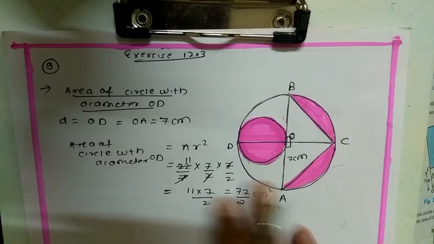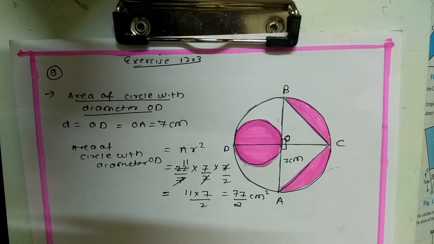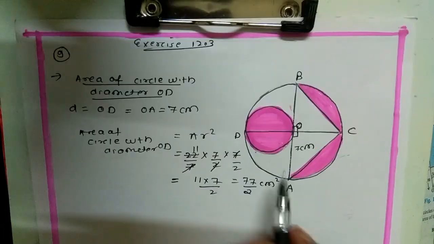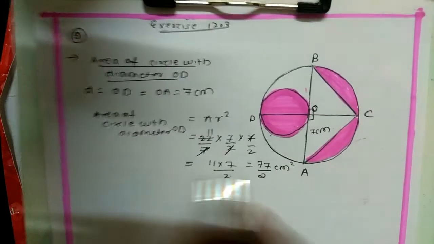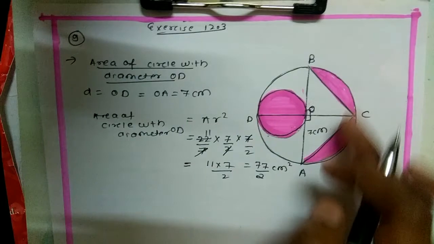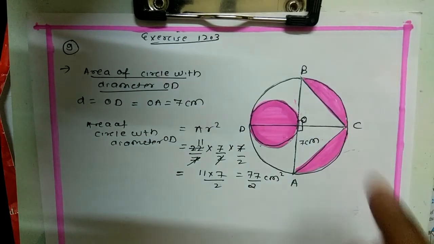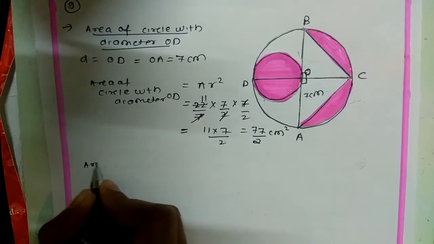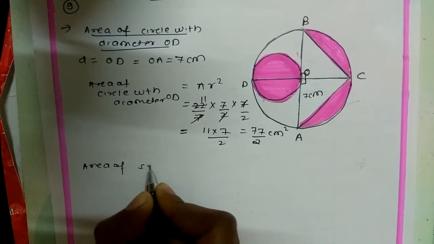So that is 77 divided by 2 centimeter square. I'll keep this answer as it is, because later on we have to use this area, so I will not find this in decimal. Now this is over. Now we need to find out the area of these two shaded portions. To find this, first I'll find out the area of the semicircle.